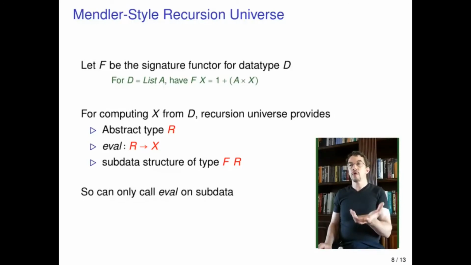You're also given a subdata structure of type F R. In other words, you're given this little package that presents you the data that you have, except that at the functorial position, it has the abstract type R. The key thing, and this goes back to the idea of Mendler-style recursion, is that you can only call eval on subdata, because the only things you have lying around of type R are the ones presented to you in this subdata structure. So that ensures you are doing structural termination, even though there's no check about whether the variable you're making a recursive call on is somehow structurally derived from your input. It's all done through the typing.